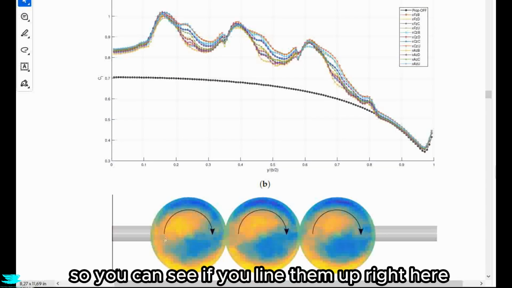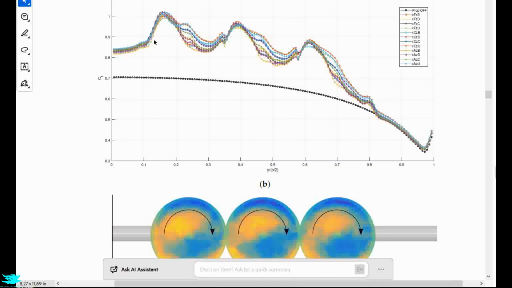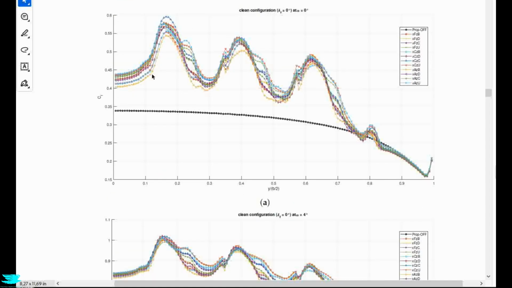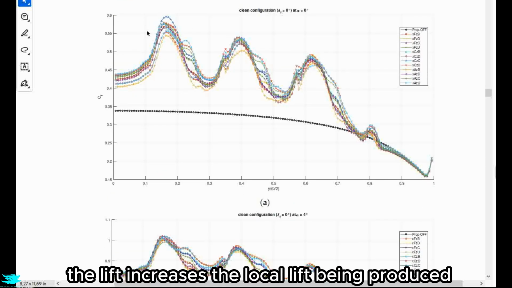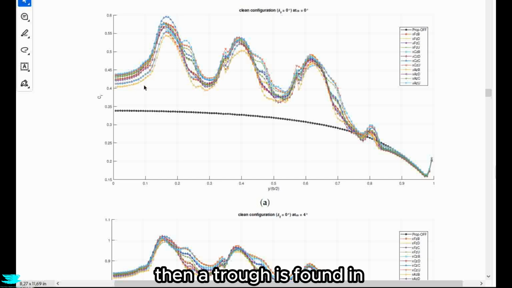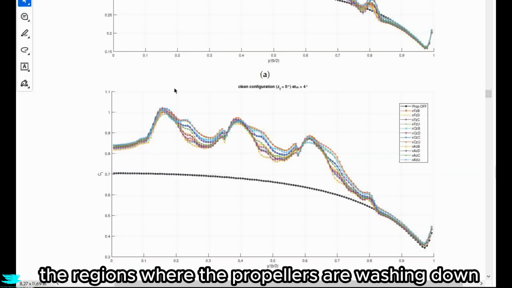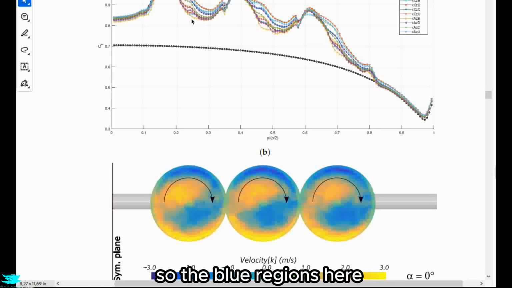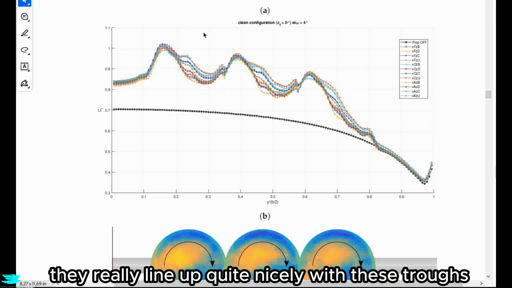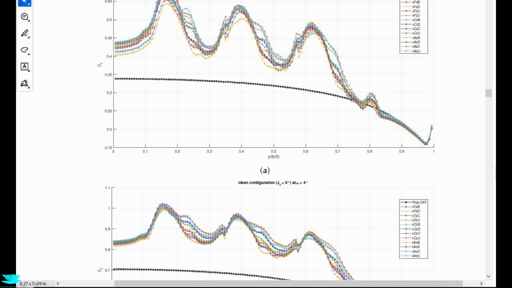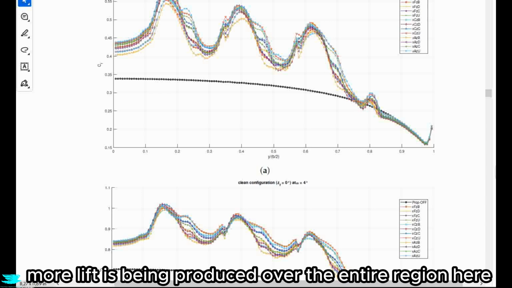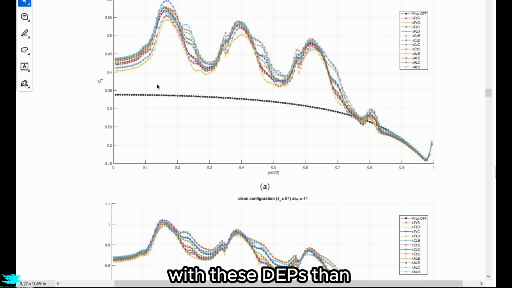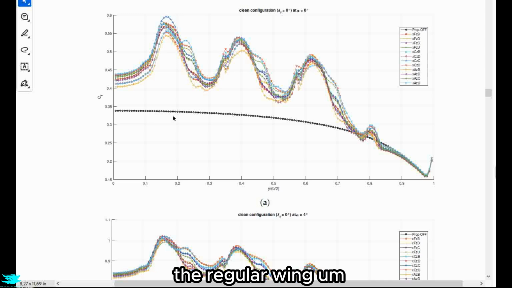So you can see if you line them up right here, and then the top one as well, the lift increases, the local lift being produced. Then a trough is found in the regions where the propellers are washing down. So the blue regions here, they really line up quite nicely with these troughs. Now, regardless, more lift is being produced over the entire region here with these depths than the regular wing.